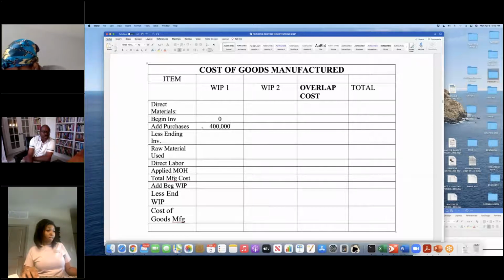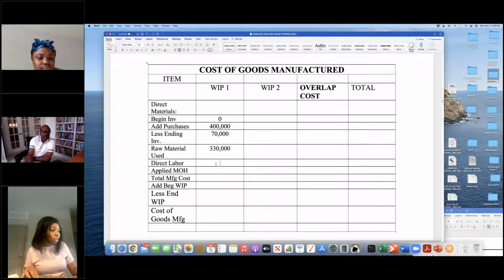And what was the ending raw materials on this first one? Well, how much did you use? 330? Yeah. Put the 330 and then we do the ending balance, right? Yeah, so you can put it in that way. That means that 70,000 was left, correct? Yes.